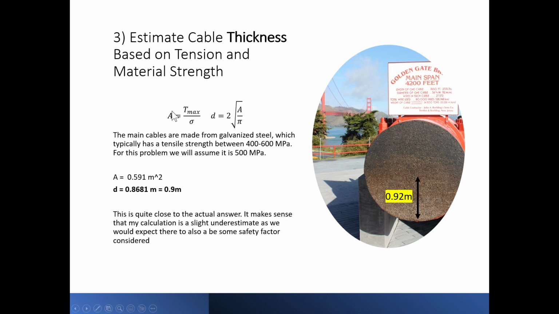So then moving on to the last part of the problem, to estimate the actual cable thickness, we use this equation here, which is A equals T max over the stress, and then we use D equals 2 times the square root of A over pi. Just simple math there. So then, since we know that the cables are made from galvanized steel, which typically has a tensile strength between 400 and 600 megapascals, we can use 500 megapascals just for simplicity.